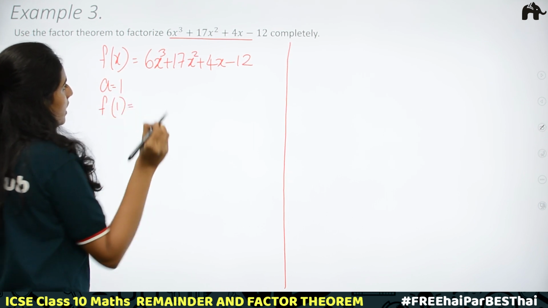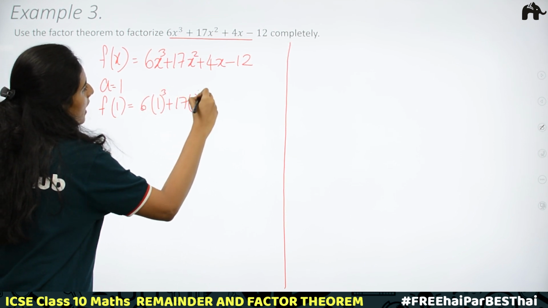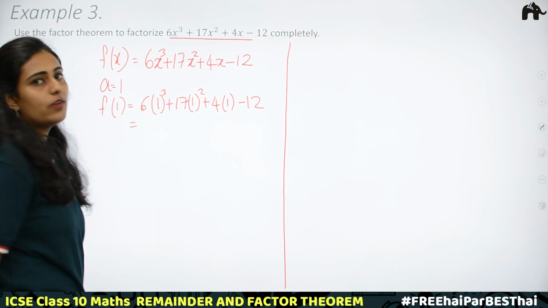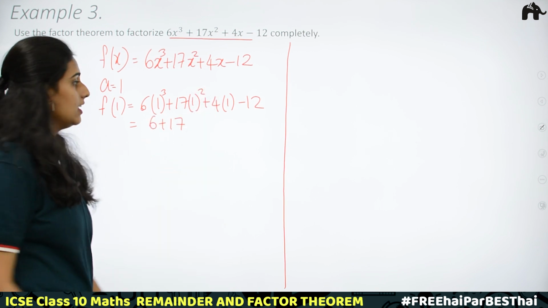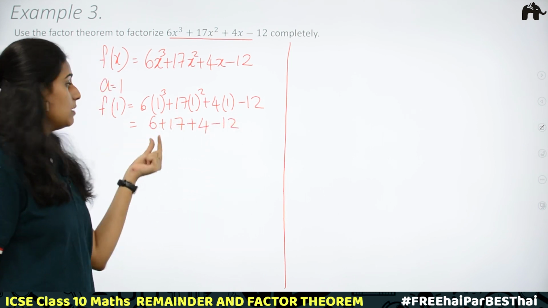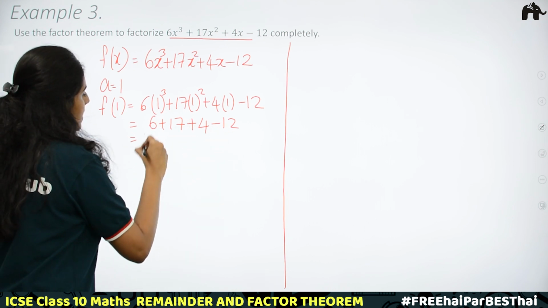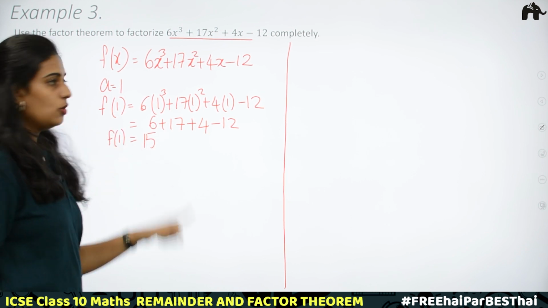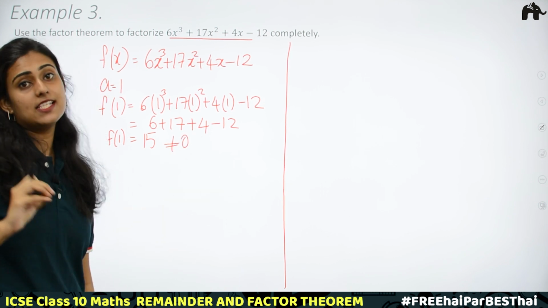F of 1 will be equal to 6 into 1 cube plus 17 into 1 square plus 4 into 1 minus 12. That is equal to 6 into 1 cube is 6 plus 17 into 1 square is 17 plus 4 minus 12. 6 plus 4, 10. 10 plus 17, 27. 27 minus 12 is 15. We will get f of 1 is equal to 15. Can I take this? No, this is not equal to 0. We need f of a equal to 0 only, then x minus a is a factor.